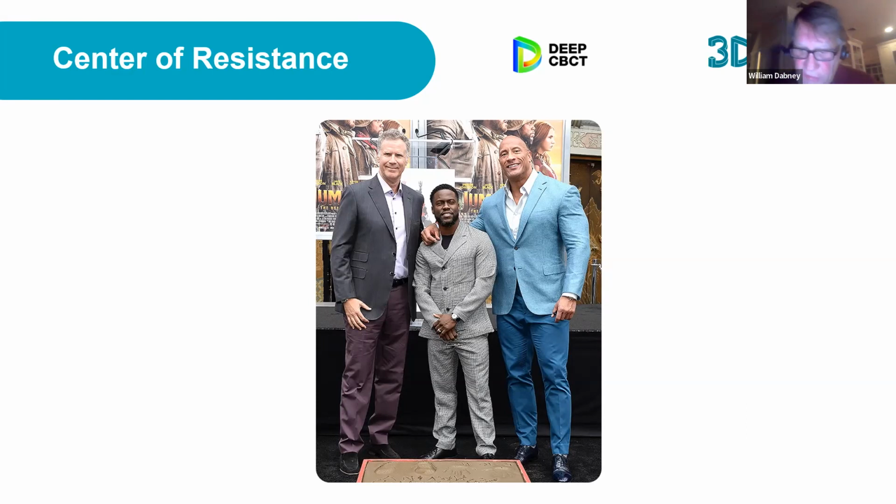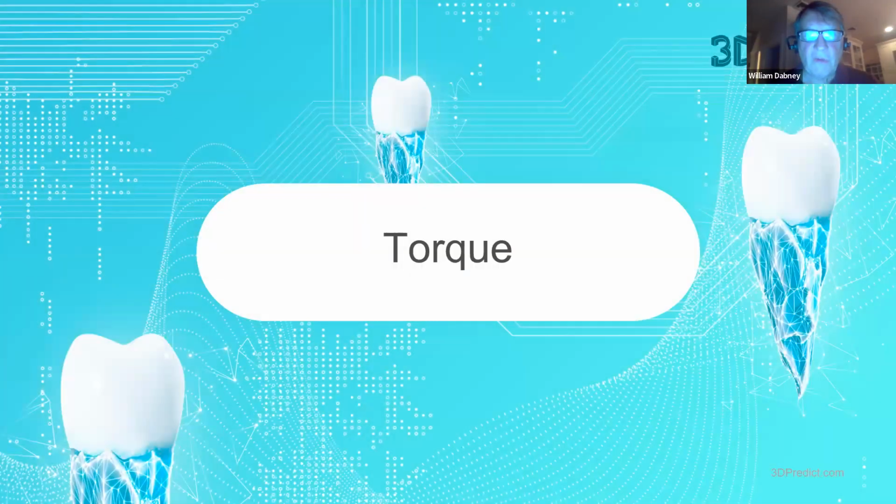That's not the case. Every tooth has a different root length. Every tooth has a different anatomy. And so with the AI that 3D Predict is using, you can now program it into each individual tooth. All right, so what is torque? We talked about that twisting, turning movement to get the crown and the root to go in opposite directions.